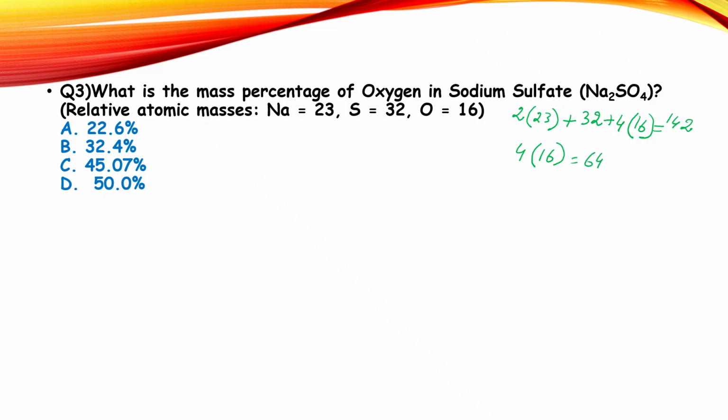Now we'll apply the formula to calculate percentage by mass. So we'll divide 64 by 142 and we'll multiply it with 100. The answer comes out to be 45.07%. So our answer is option C. Now let's see what is question number 4.